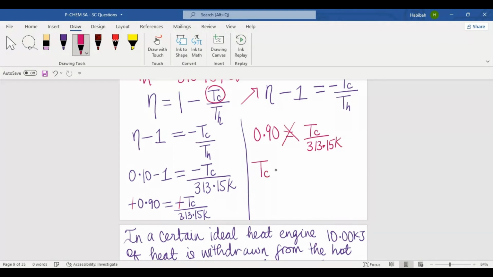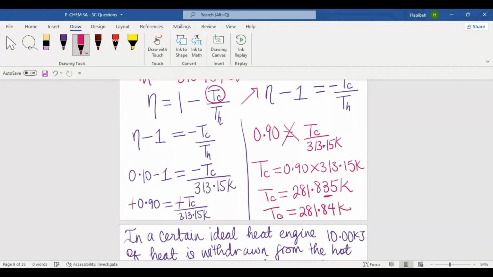Of course, you cross multiply. So the temperature of the cold sink would be 0.90 times 313.15 kelvins, which is 281.835 kelvins. But since our temperature is in 5 sig figs, let us rewrite this in 5 sig figs. So the temperature of the cold sink is actually going to be 281.84 kelvins. And that is basically how you answer the question.